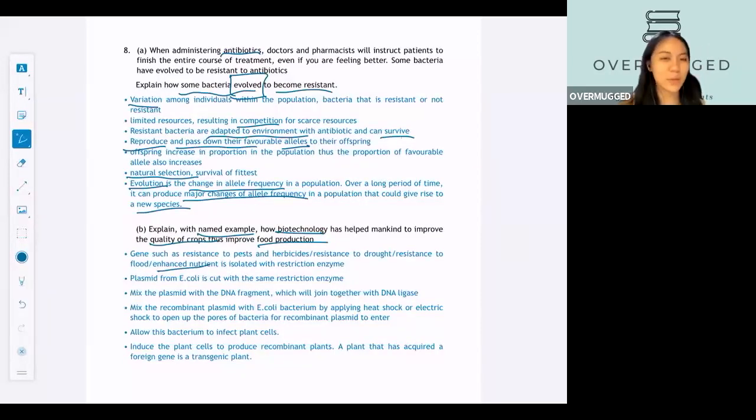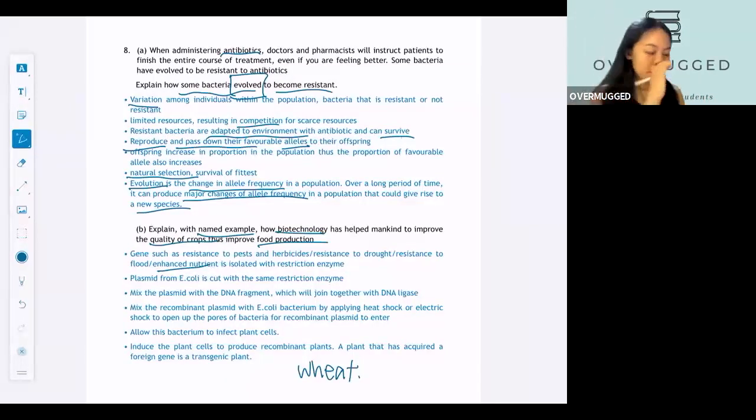For this case, you can write anything, right? The crops can be your rice, your wheat, W-H-E-A-T. This kind of plants that is getting all this technology. Basically any crops, right? And it's needed for food production. Yeah, because it's about food production.